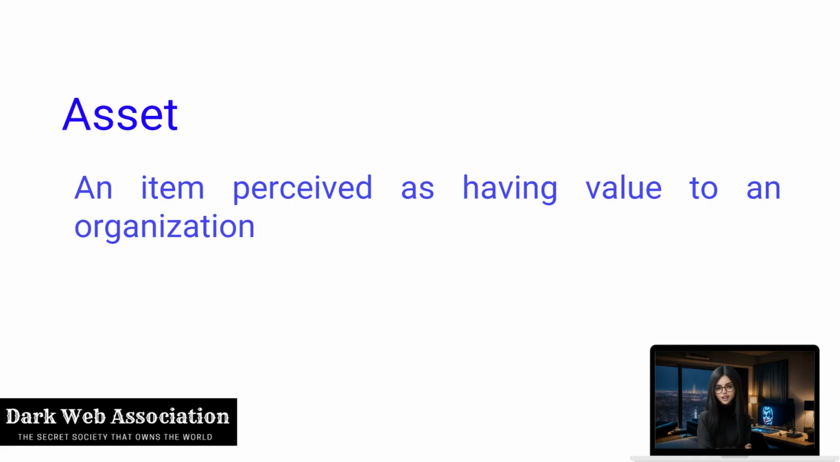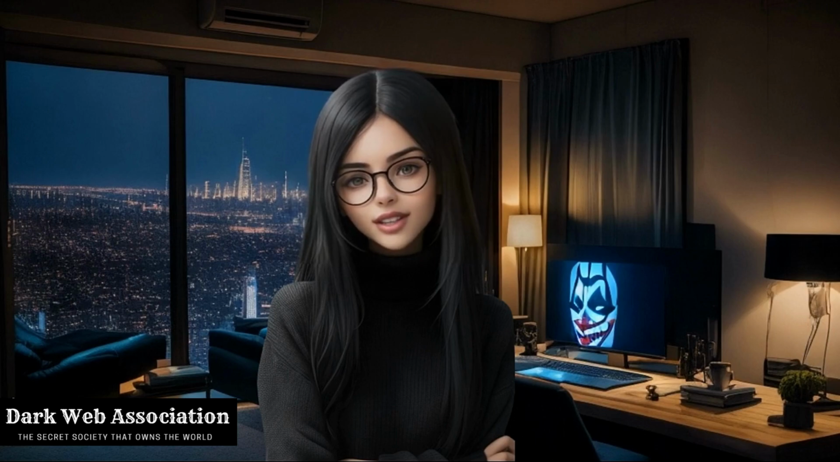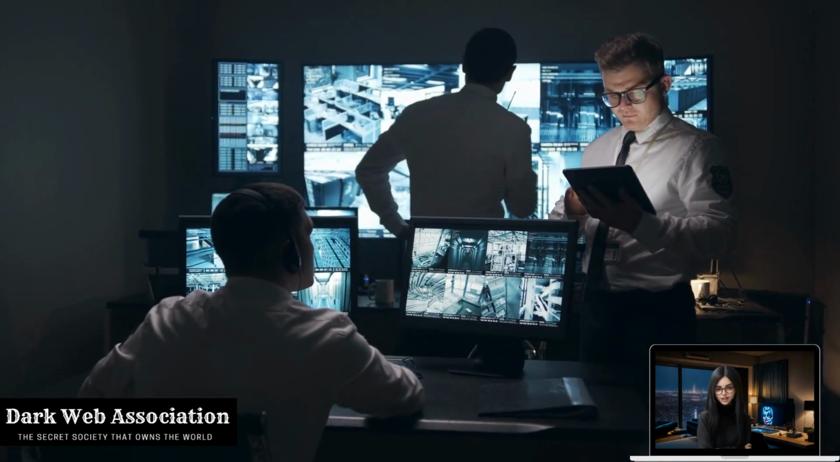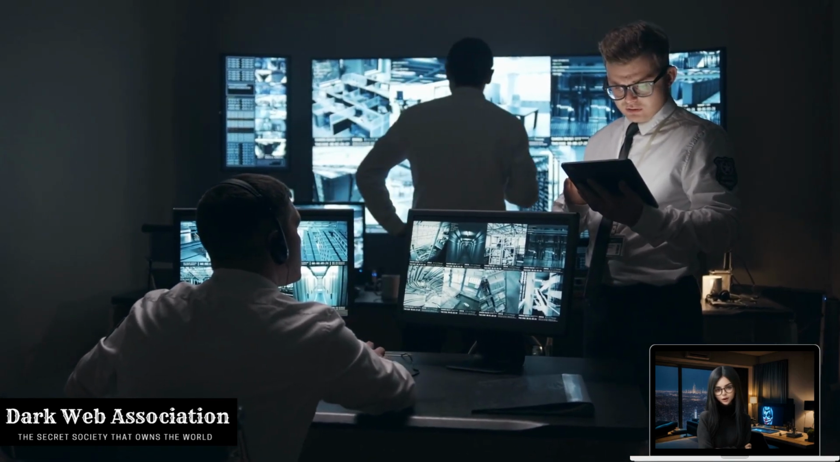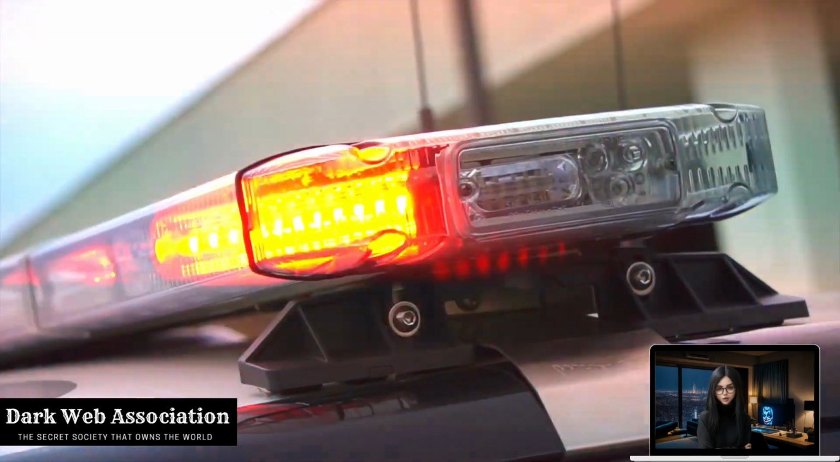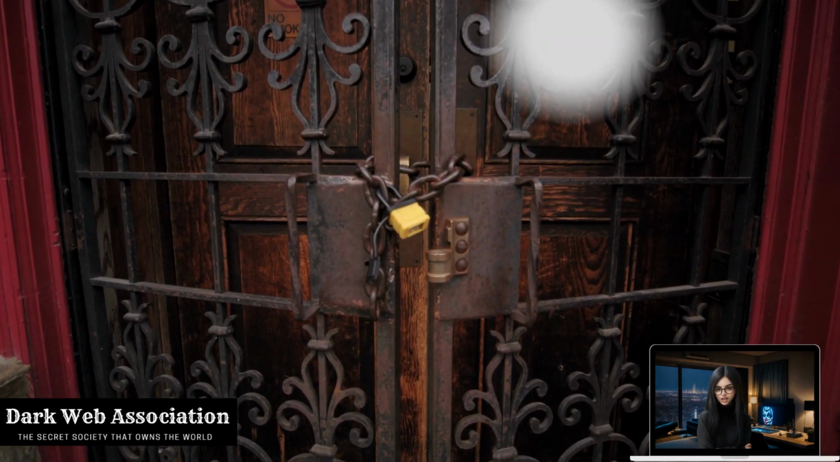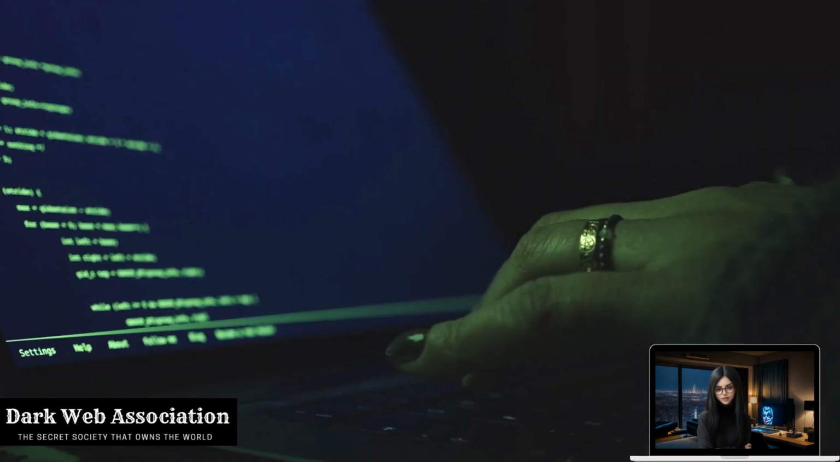Let's define a term that came up during our discussion of the CIA Triad. Asset. An asset is an item perceived as having value to an organization, and value is determined by the cost associated with the asset in question. For example, an application that stores sensitive data, such as social security numbers or bank accounts, is a valuable asset to an organization. It carries more risk and therefore requires tighter security controls in comparison to a website that shares publicly available news content.